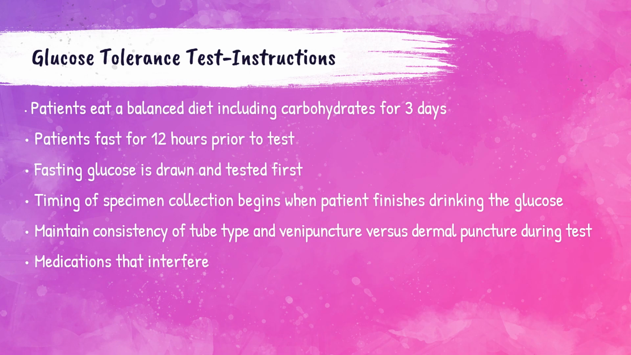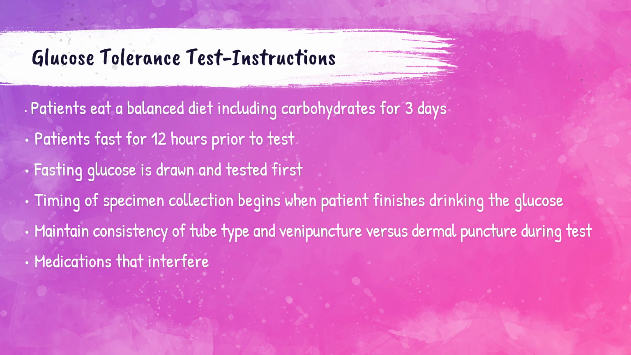An oral glucose tolerance test is scheduled ahead of time. The patient is given instructions to eat a balanced diet with carbohydrates for 3 days prior to the testing. The patient will then fast for 12 hours right before the test. A fasting sample of blood will be collected and a glucose level will be performed on that sample as a baseline glucose level. The patient then drinks a 75-gram glucose drink. The timing starts on the completion of the drink.